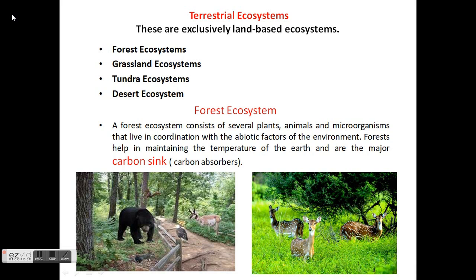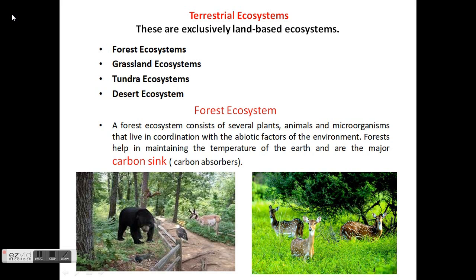So what are the terrestrial ecosystems? Terrestrial ecosystems are exclusively land-based ecosystems. We have different types under terrestrial, like forests, grasslands, tundra, and desert ecosystem. Starting with forest ecosystem, it consists of plants, animals, and microorganisms that live in coordination with the biotic factors of the environment.